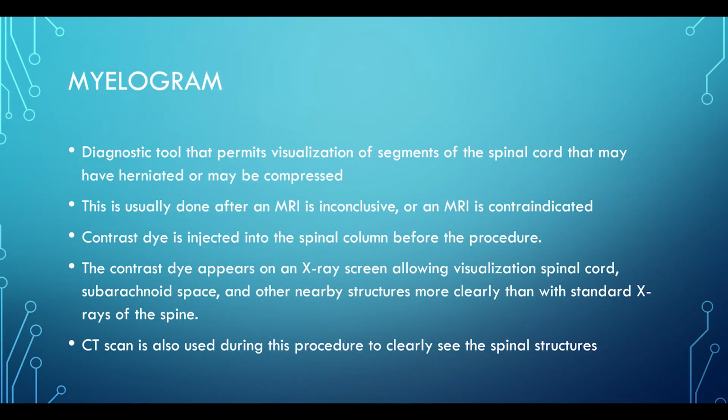Thank you. The myelogram, a diagnostic tool that permits visualization of segments of the spinal cord that may have herniated or may be compressed. This is usually done after an MRI is found inconclusive or an MRI is contraindicated for the patient. Contrast dye is injected into the spinal column before the procedure. The dye appears on X-ray screens, allowing visualization of the spinal cord, subarachnoid space, and other nearby structures seen more clearly than with standard X-rays of the spine. A CT scan is also used during this procedure to clearly see the spinal structures.